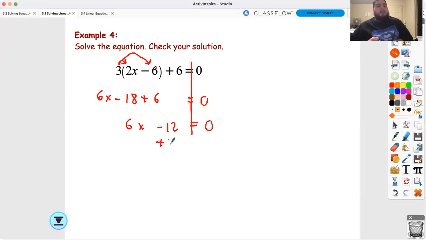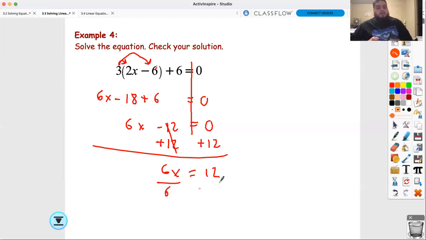Now I'm gonna add 12 to both sides. Get rid of that to get 6x, right? Remember, the end game is to get x alone. Divide both sides by 6, and then we get x equals 2.